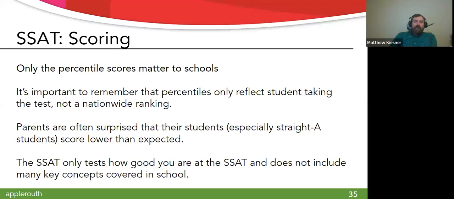Why do schools like it? Well, if you're good at the SSAT, you'll probably be good at the SAT or ACT, because they are similar tests in that, are you good at testing? Another thing to recommend is that the SSAT is not well aligned with most schools' math curriculum, so students will definitely have to deal with concepts that are above their grade level on there.